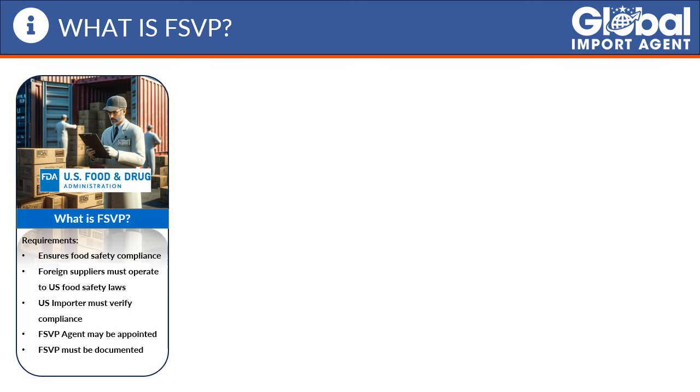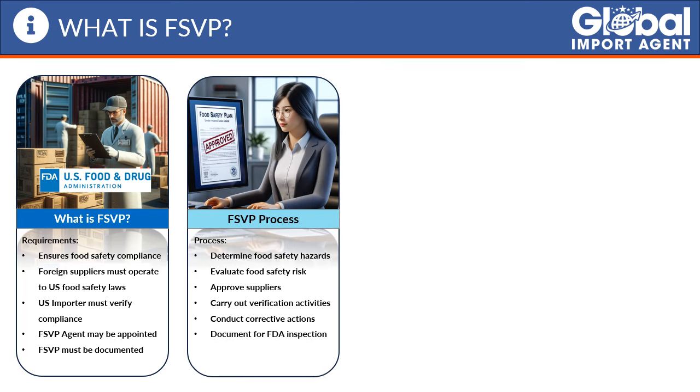The FSVP process involves reviewing the food safety hazards and risks. Provided all food safety hazards have been identified and are being controlled, the product then may be approved for import into the USA. Verification activities must be identified and carried out on the foreign supplier and corrective actions put in place, and everything must be documented for later FDA inspection of the importer or the US-based FSVP agent.